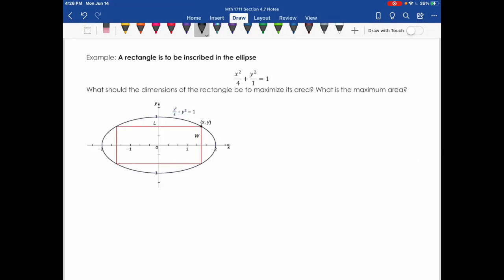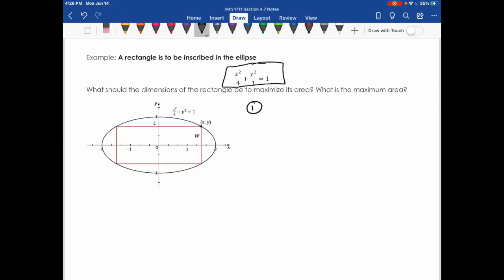In this example, we are going to deal with a rectangle that is going to be inscribed in an ellipse. And the equation of the ellipse is given here. And then it says, what should the dimensions of the rectangle be in order to maximize its area? And then find the maximum area.